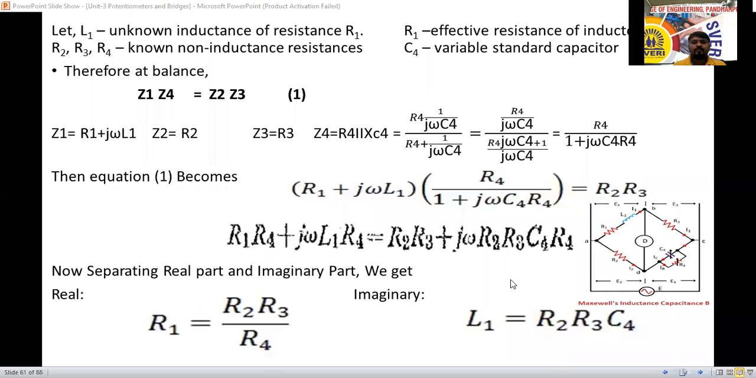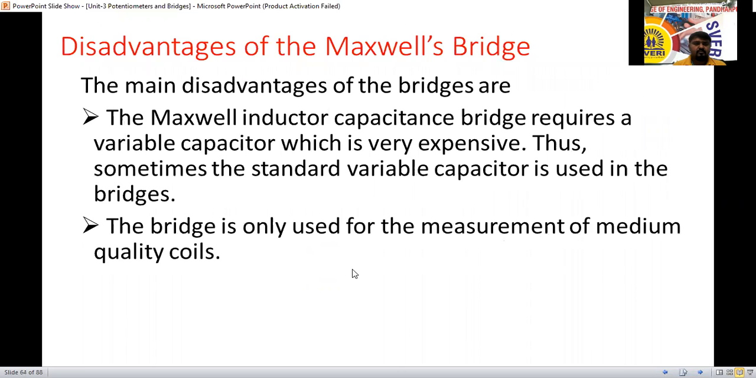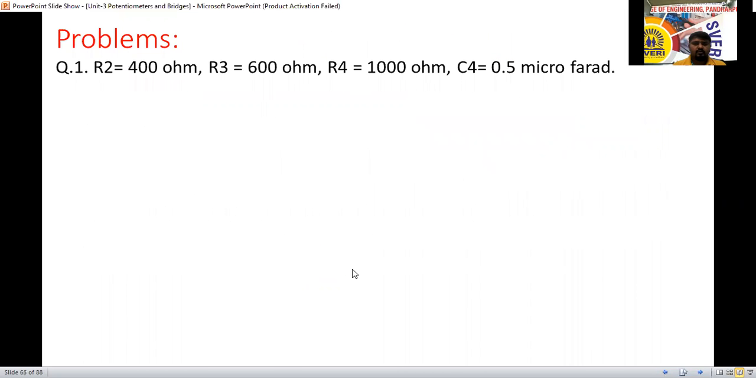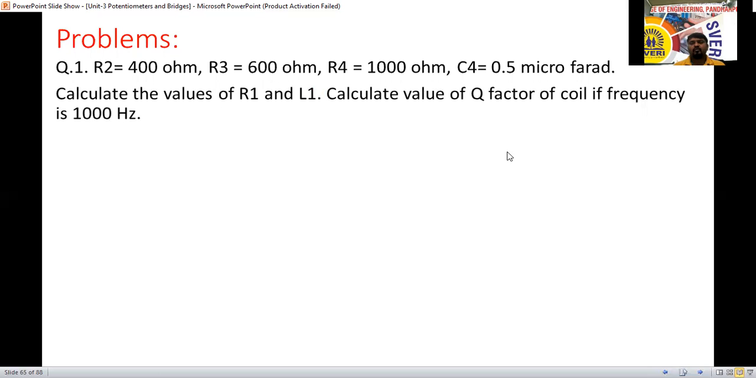Directly I will take one example. This is the quality factor, which we express as inductive reactance divided by resistance. We have already derived L1 and R1. By substituting those values, we get omega C4 R4. So take a problem; all of you note down this problem.